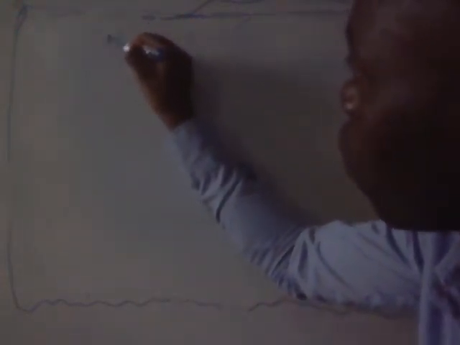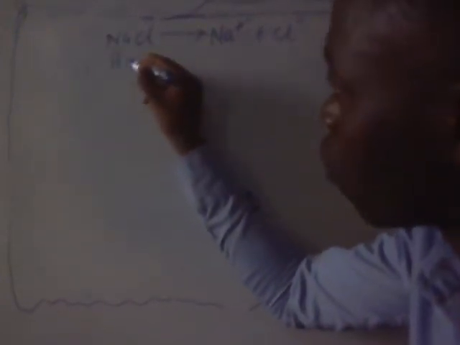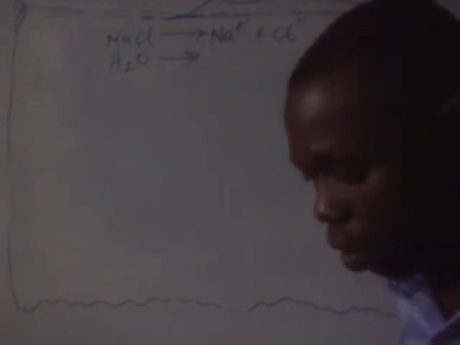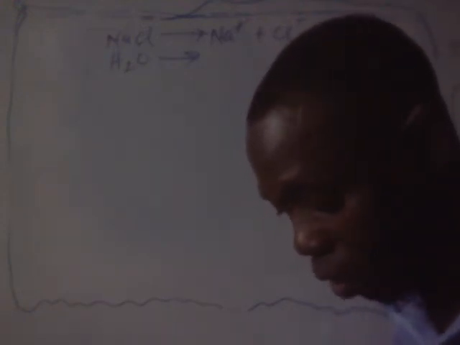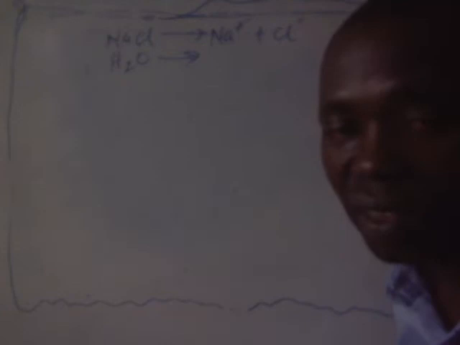So we have sodium chloride. The sodium chloride will ionize in solution to give sodium ions and chloride ions. Then the water molecule, there's water in every electrolyte. So the water will ionize into hydrogen ions and hydroxide ions.